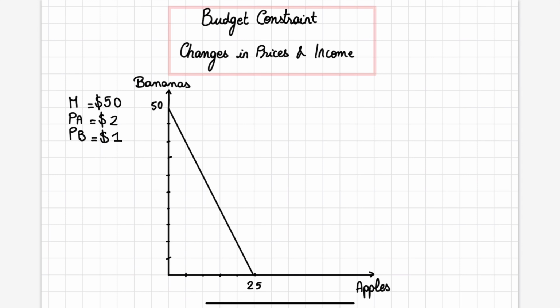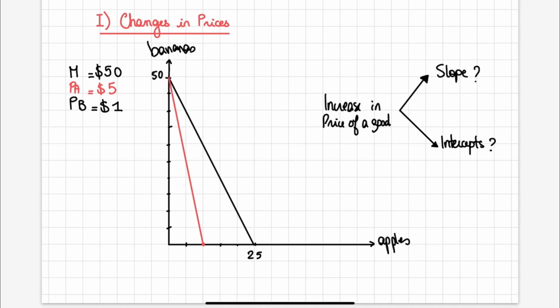So let's get started. Let's remember our previous example. We have a budget or a cash endowment M of $50. We have two goods, apples priced at $2 and bananas priced at $1. Now, let's imagine that the price of an apple has increased to $5 while the price of a banana remains at $1. So how does this affect our budget constraint?